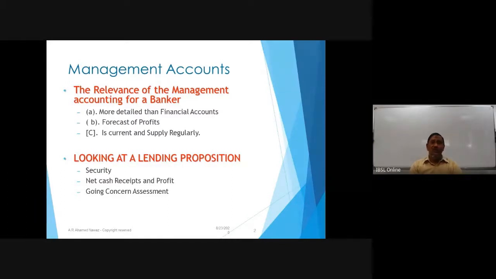So, to forecast the profit and to justify the transaction, what is the position? When we look at management accounts, they are very current and should be supplied regularly. For example, we ask the customer to give us the financial statements. Now we are in August, and sometimes customers still have not prepared their financials as of 31st March. Still not prepared. We are still waiting for that.